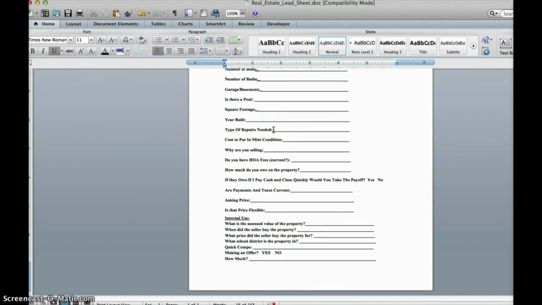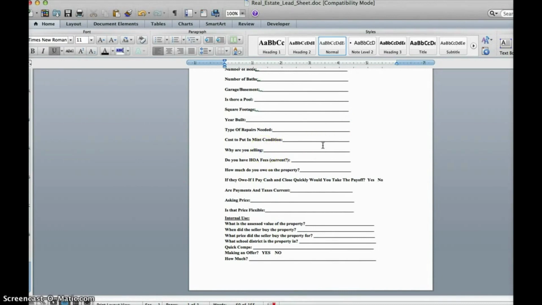Types of repairs needed. Really, when you ask them, just let them talk and listen to what they're saying. A lot of the times they'll downplay the repairs that are needed. Just take down any notes that you have, anything that they have told you. And also the cost. A lot of times they won't really know the cost, but we can just kind of make an estimate.